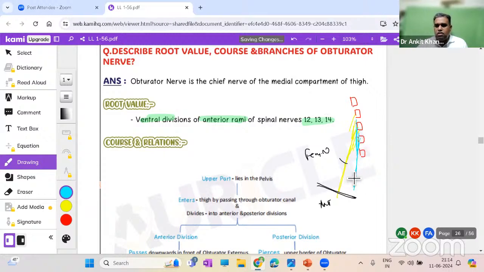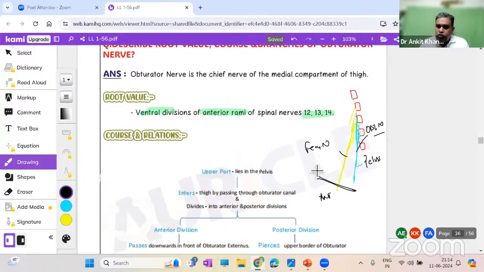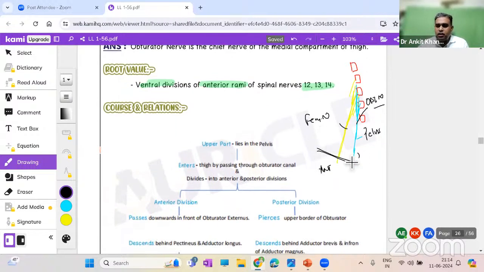But where does it go down? Into the lateral wall of the pelvis. Understand? It goes into the pelvic region. So this blue obturator nerve first goes into the pelvic region. Then what happens? How does it reach the lower limb? Understand? Here it has an opening. That opening is known as what?